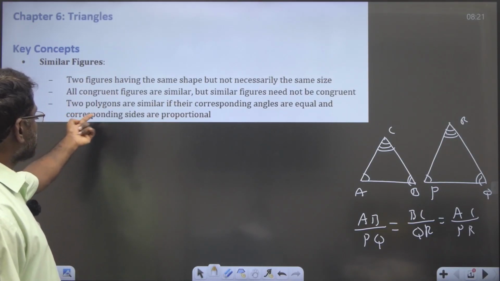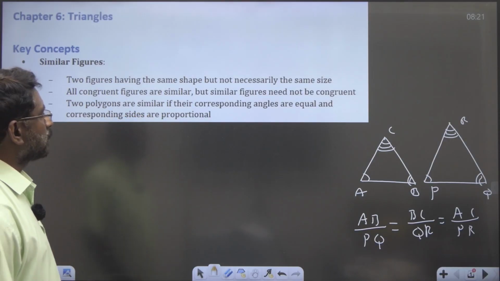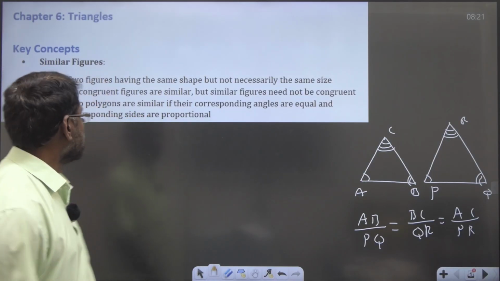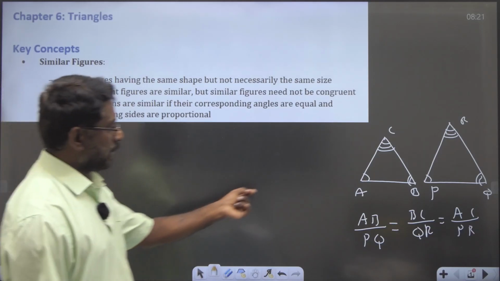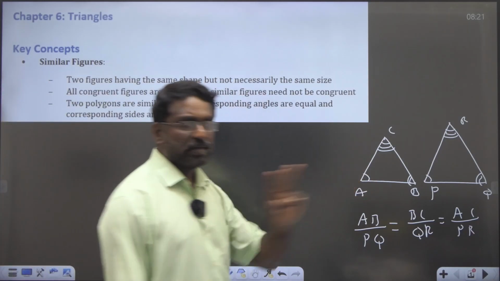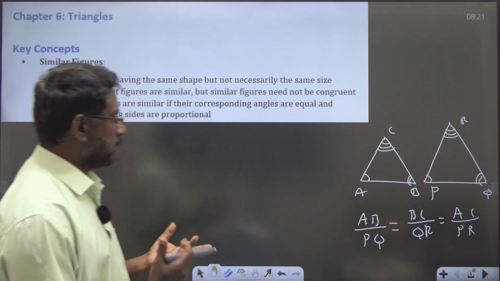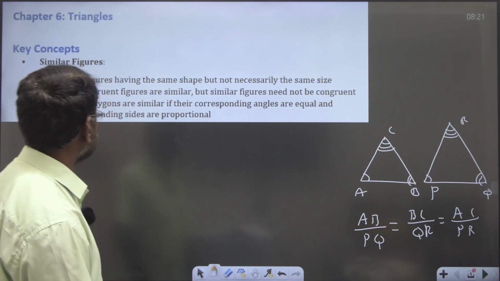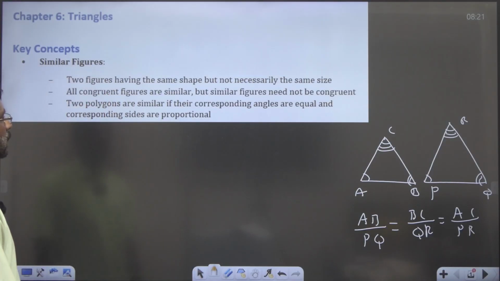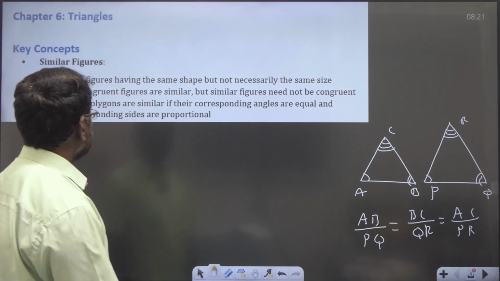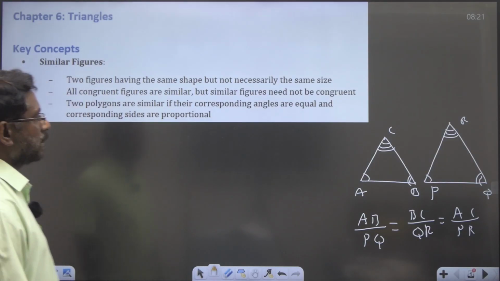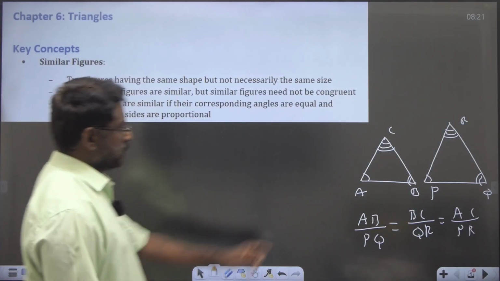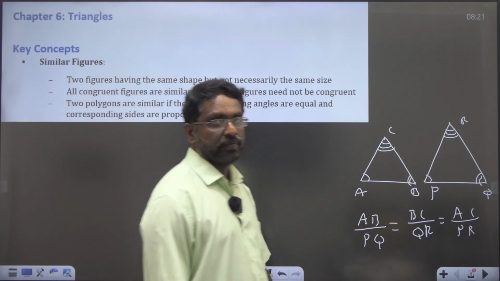About polygons, two polygons are similar if their corresponding angles are equal and corresponding sides are proportional. Here we are taking only triangles, but similarly it can be a quadrilateral or any polygon. Two polygons are similar if their corresponding angles are equal and corresponding sides are proportional. These two figures are called similar figures.